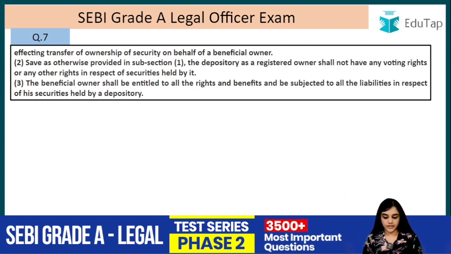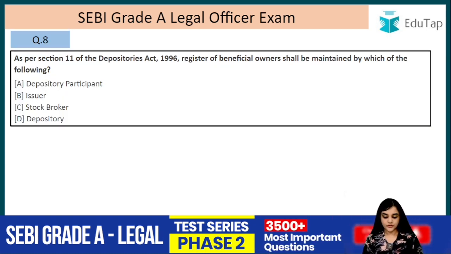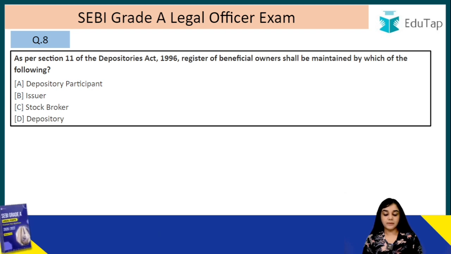Alright, question number 8. As per section 11 of the Depositories Act 1996, register of beneficial owners shall be maintained by which of the following?